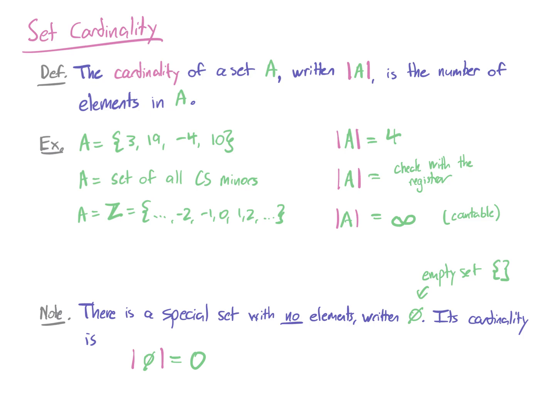So set cardinality is a simple answer to the question of how big a set is. And when we're asking that question, notice that we're not paying any attention at all to the size of the numbers that are in the set or anything about what's in the set. All we're doing is looking at how many things there are in the set in order to determine the cardinality.